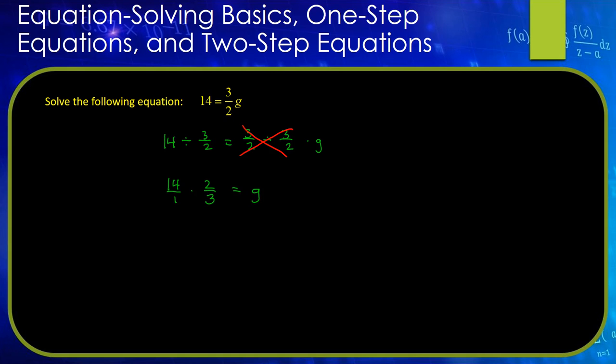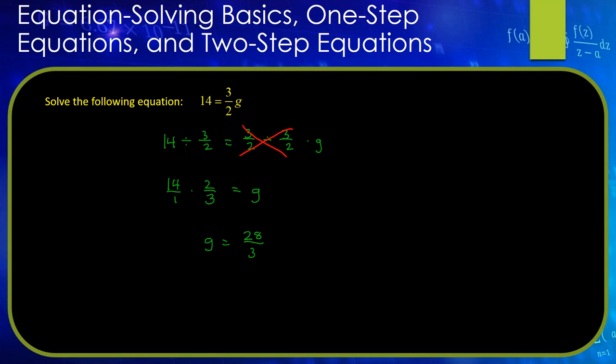And of course the right-hand side does cancel. So now I have the left-hand side. When I multiply fractions, I simply multiply the numerators and multiply the denominators. So 14 times 2 is 28, 1 times 3 is 3, so I'm going to have 28/3. And notice here I did move the g to the left-hand side.